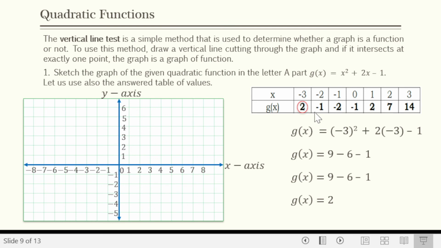So, gagawin nyo, pupunuin nyo lang yan, then i-graph nyo. Okay? So, first is, yung ordered pair natin is negative 3 and 2. So, negative 3 dito, then positive 2. So, most likely dito yung dot natin. Next, negative 2 and negative 1. So, dito. Negative 2 and negative 1 sa banda dito.